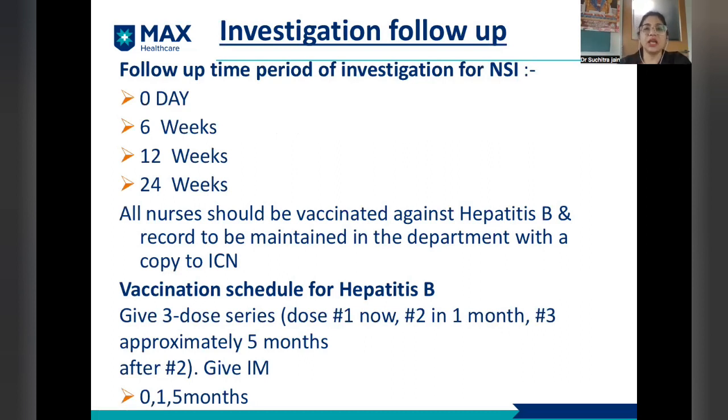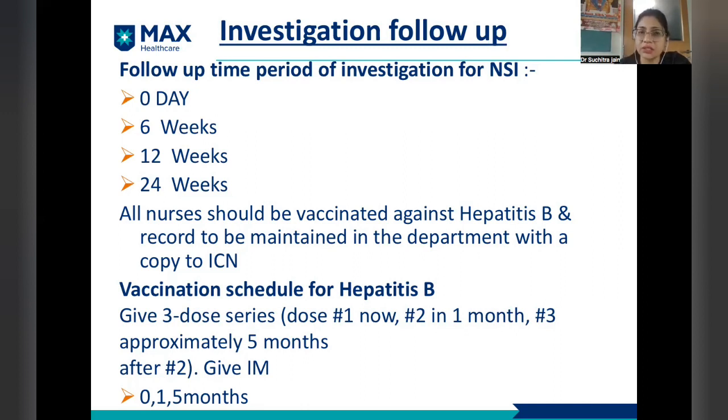So, investigations. The time period following the injury is very important, and this is scientifically based. These are the CDC guidelines, or even WHO guidelines, on how investigation of a needle stick injury should be followed. Usually people come to me and tell me a needle stick injury has happened and they get very scared. They are very afraid. There's no need to be afraid, but you should have a follow up.